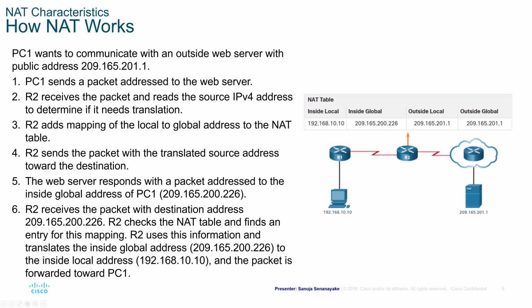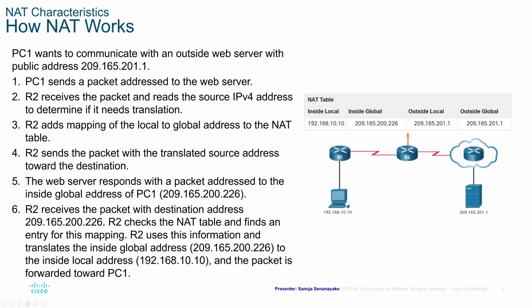PC1 sends a packet addressed to the web server. Next, R2, which is the edge router, receives the packet and reads the source IPv4 address to determine if it needs a translation. R2 adds a mapping of the local to global address to the NAT table. Then R2 sends the packet with the translated source address towards the destination, the web server.